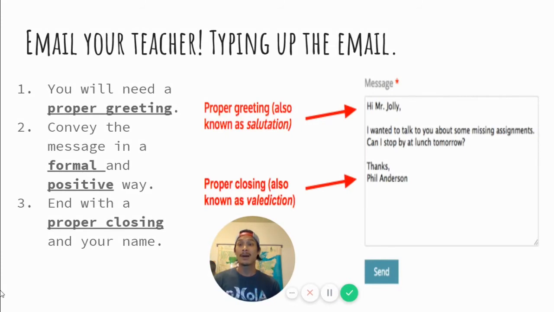Now, typing up the email, you will need a proper greeting, also known as a salutation. So inside the message, start off with a hello or a hi, good morning, good afternoon, and then convey your message in a formal and positive way. In this case, you may be saying, I would like to get to know you. I am your student, so-and-so, whatever your name may be, your real name, right? And then end with a proper closing and your name. Maybe you say thanks, comma, and then your name, or your student, comma, or it could be sincerely, comma.